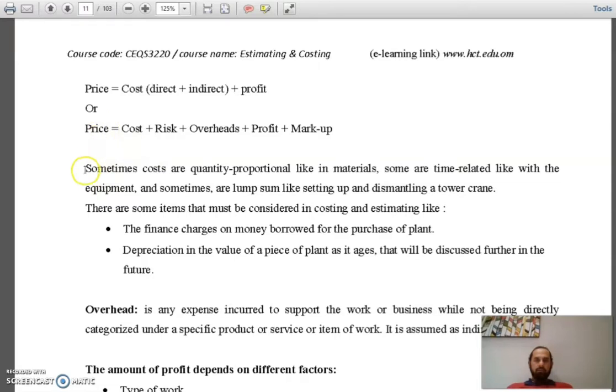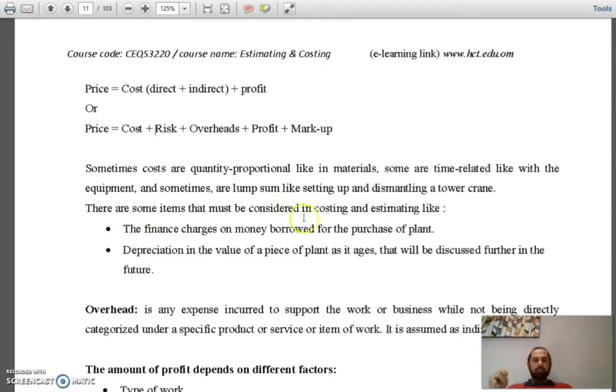Sometimes costs are quantity proportional, like in materials, because whenever you increase the quantity of the material, the cost will increase. Some are time related, like with the equipment. The longer you are using the equipment, the more cost you have. And sometimes are lump sum, like setting up and dismantling of a tower crane, for example. Once you set up the tower crane, these yellow cranes, it is a lump sum. How much does it cost you? Then afterwards, for dismantling, you need to pay that much of money again. The crane itself may be rented and time related, but I'm talking about the dismantling and setting up.